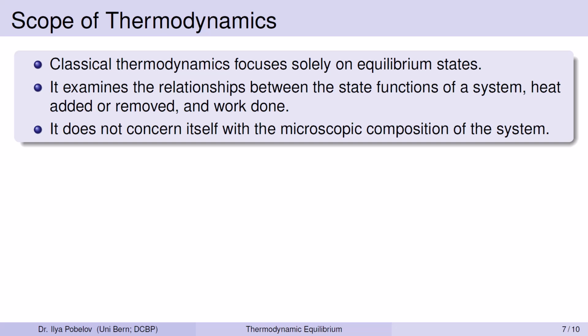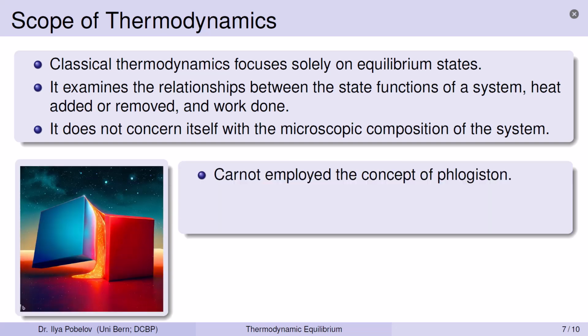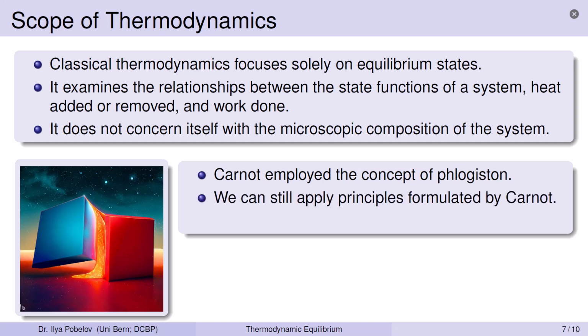The reason for this is straightforward. If one is familiar with the development of thermodynamics, the microscopic composition of substances or matter was not known at its inception. For instance, Carnot, in his work, employed the concept of phlogiston. It is an obsolete concept of heat as a liquid. He utilized this concept, formulated his principles, and we can still apply them now. For us, it doesn't matter if we talk about phlogiston or molecular motion.